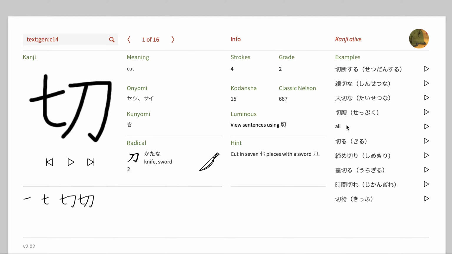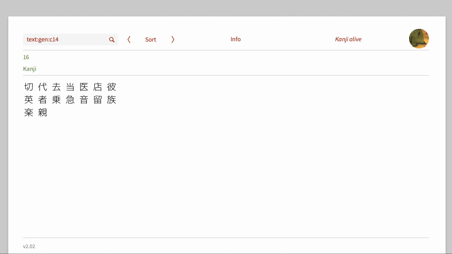Issai is all. Kiru, to cut. Shimekiri is a deadline. Uragiru is to betray, to literally cut behind or stab in the back a little bit. Jidaigire is to run out of, jikangire, to run out of time, right, to cut your time off. And then kippu, which means ticket, which is a cut piece of paper, essentially.